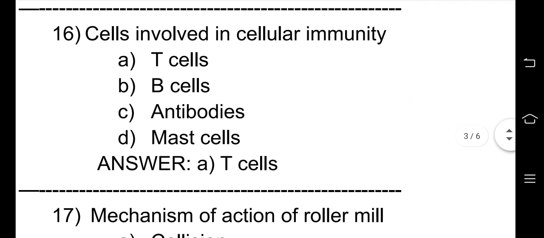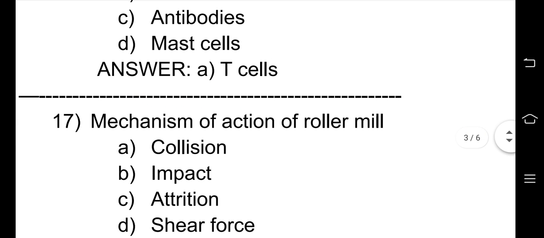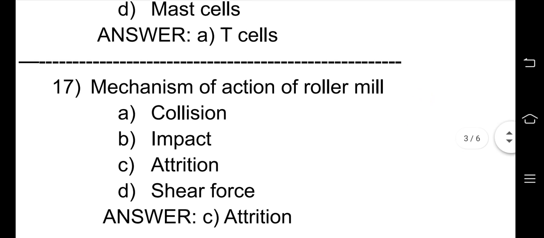Now we can get into the 17th question. Mechanism of action of a roller mill. So the mechanism of action of ball mill is both impact and attrition and the principal mechanism of action of a hammer mill is impact. Here they have asked about the mechanism of action of the roller mill. We can see options. Option A collision, option B impact, option C attrition and option D shear force. The correct answer is option C attrition.